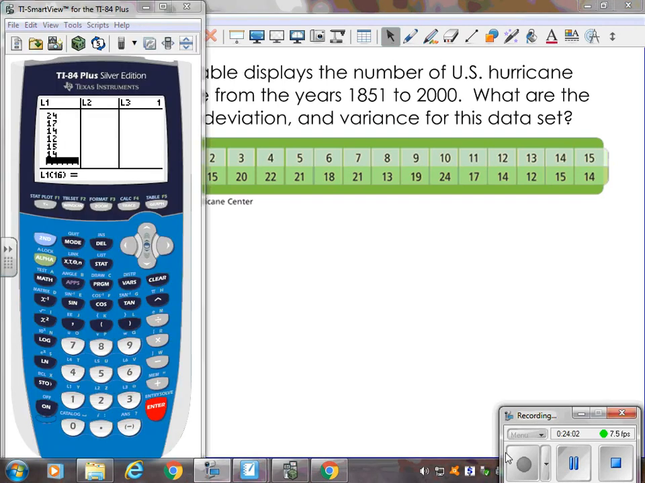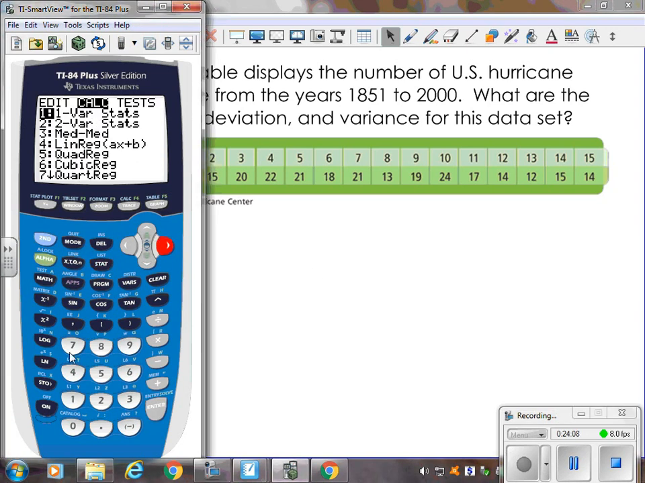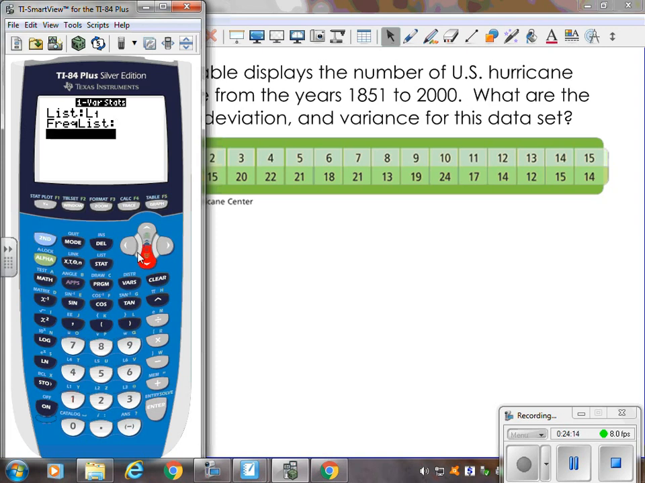All right, is everybody about ready to look at the answers? All right, so if I do stat calculate, one variable statistics, I put mine in L1, so I'm just going to go down here and click calculate. Frequency list is not something we use a lot, y'all. If you need to use it at some point, that might be something you'd learn in a higher math class and not this particular one.